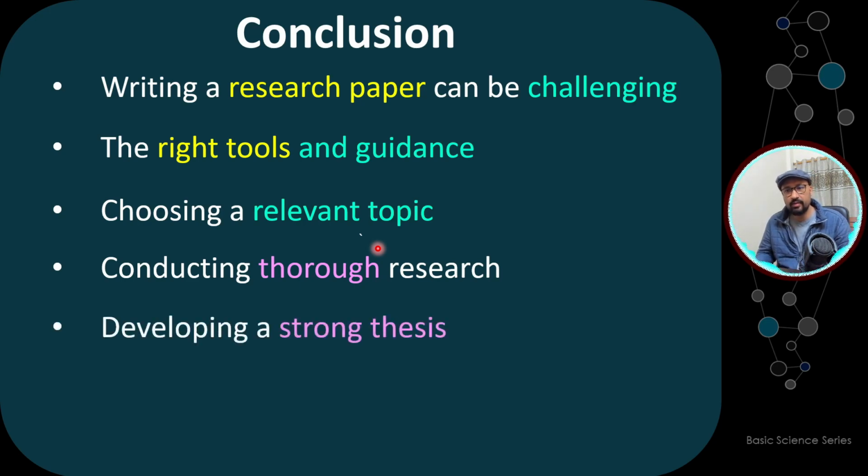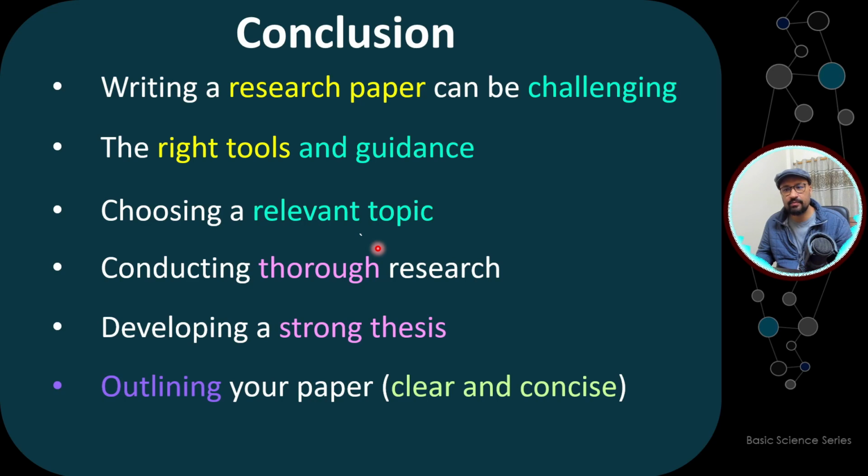It's important. Developing a strong thesis statement is another important thing for your paper. If your thesis is strong, then readers are going to like it. It should be clear and concise. Outlining your paper, clear and concise, I told you that you can use the idea of flowcharts and then outline your research paper. Next point is editing and proofreading.